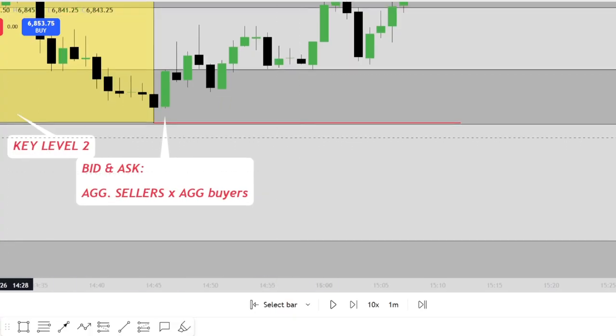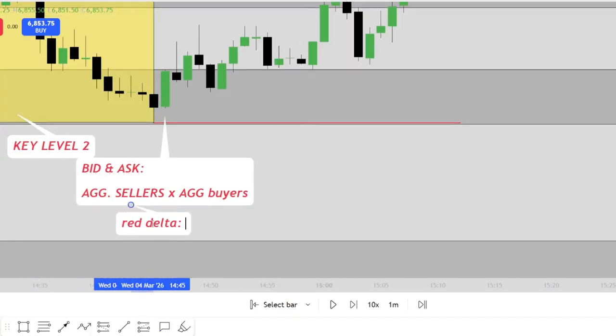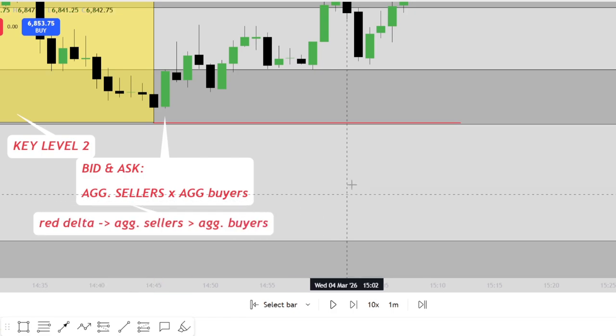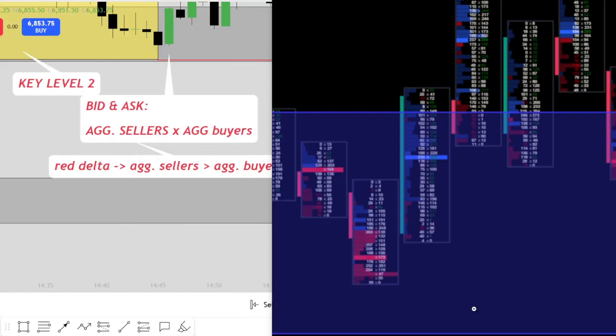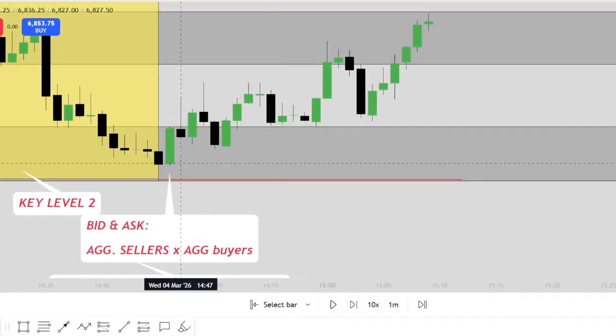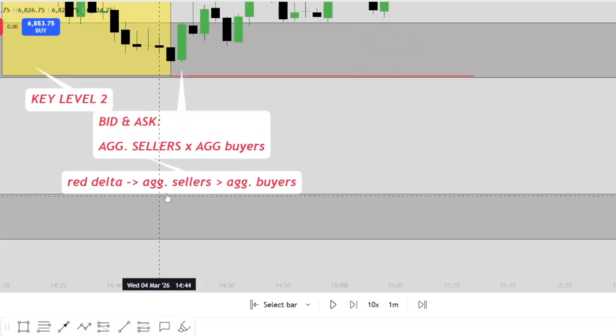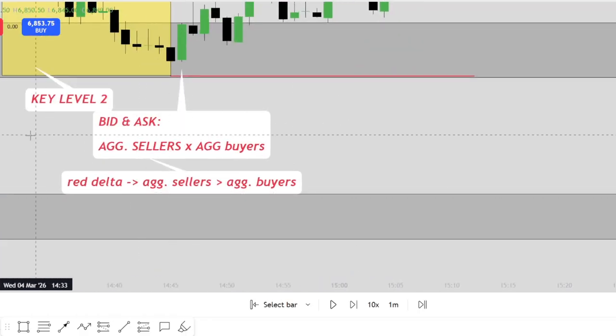What we can see here is a lot of red delta. For those who don't know what that is, red delta just means there are more aggressive sellers than aggressive buyers. This is the fundamentals of order flow. Once you understand that, what we begin to see here is moves up, moves up here, moves up here. We see red delta, more aggressive sellers than aggressive buyers.